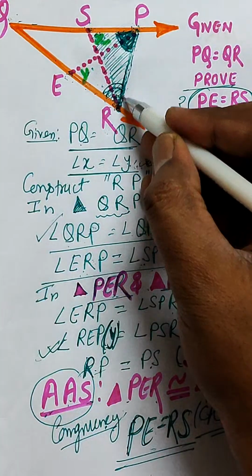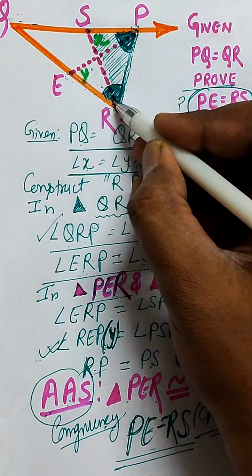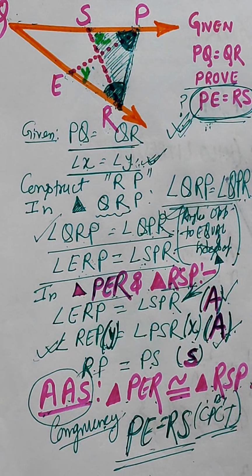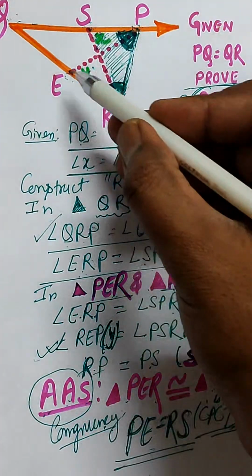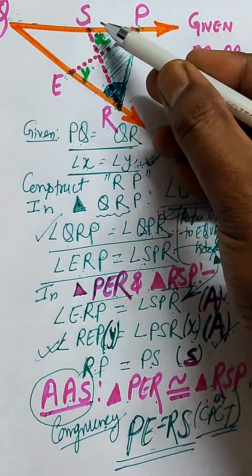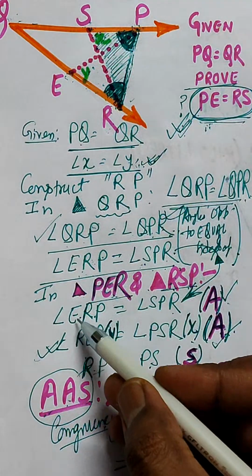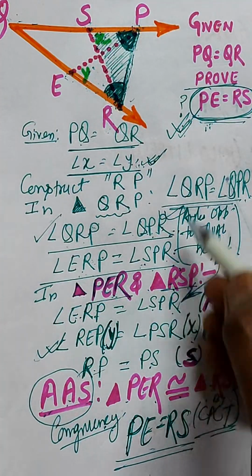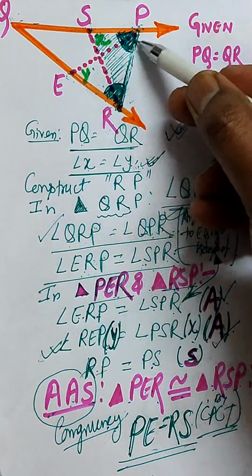And this is equal to this angle, right? So here you can see angle ERP is the same as angle R, okay, and angle ERP is equal to angle SPR, this one. So these both deep green color angles are equal.